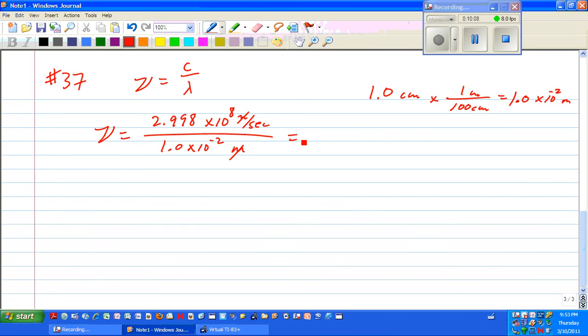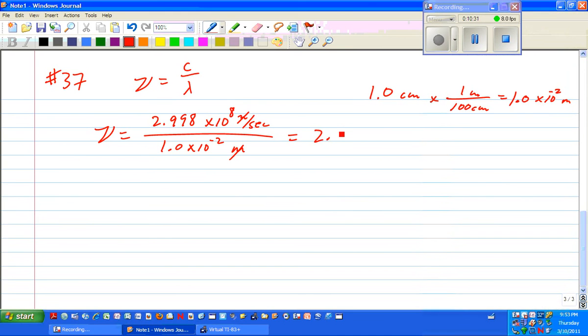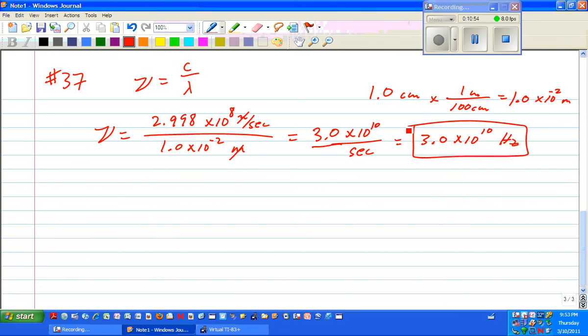These cancel out, seconds wind up on the bottom, and we get 2.998 times 10 to the 8th divided by 1.0 times 10 to the negative 2nd, which is equal to 2.998, but with sig figs it's going to be 3.0 times 10 to the 10th hertz, or cycles per second. So that's the frequency.